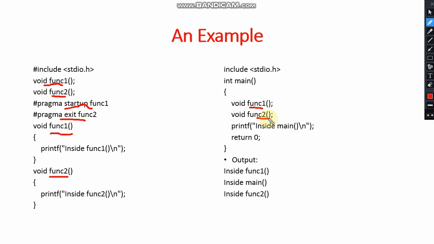But see the output. At the start of the main function, func1 is called. Then the code of the main function is executed. And at the exit of the main function, func2 gets executed, even if func2 was called soon after func1.